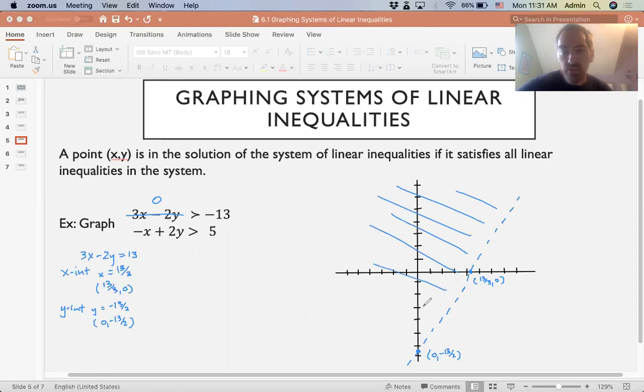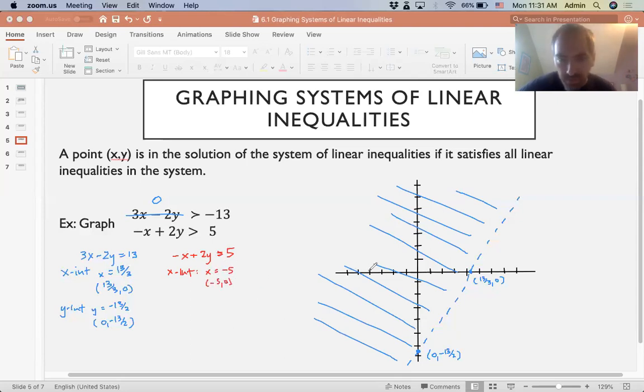Okay, so now we're ready to graph the second inequality, and we'll do this using a different color. I recommend using different colors. Very helpful when you're doing this with systems of inequalities. So the negative x plus 2y greater than 5, we'll find the x-intercept by letting y equal 0, and we're left with negative x equals 5, or x equals negative 5. All right, so we have negative 5 comma 0.